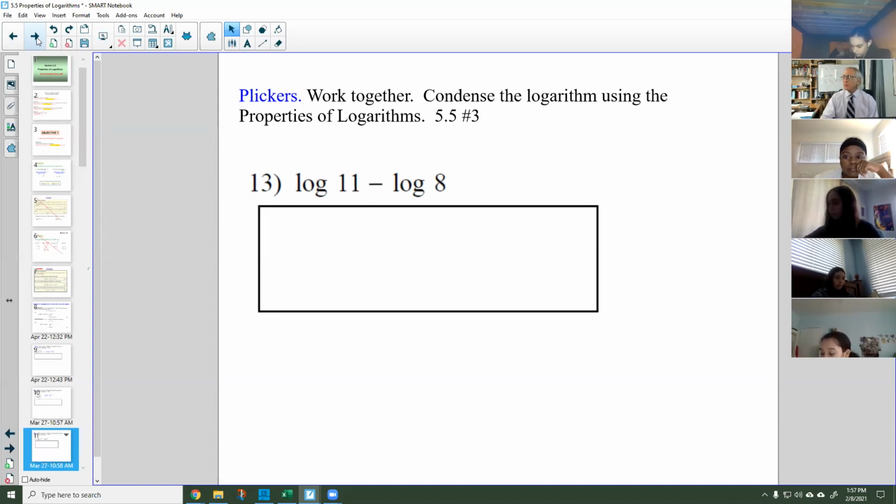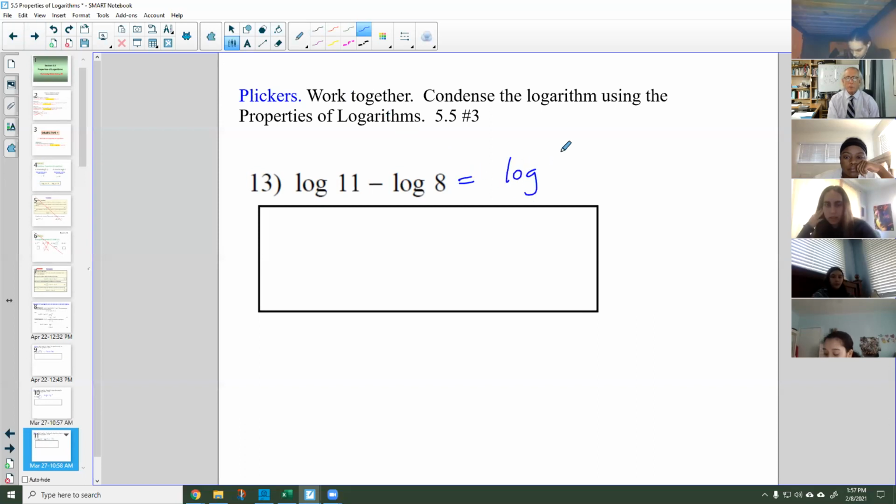Jordan, can you help me? Yeah. I got log 11 over 8. And that is correct. Log 11 over 8. Log m minus log n is the same thing as log m divided by n. Is everybody okay with that? Are we okay? Pretty clear?